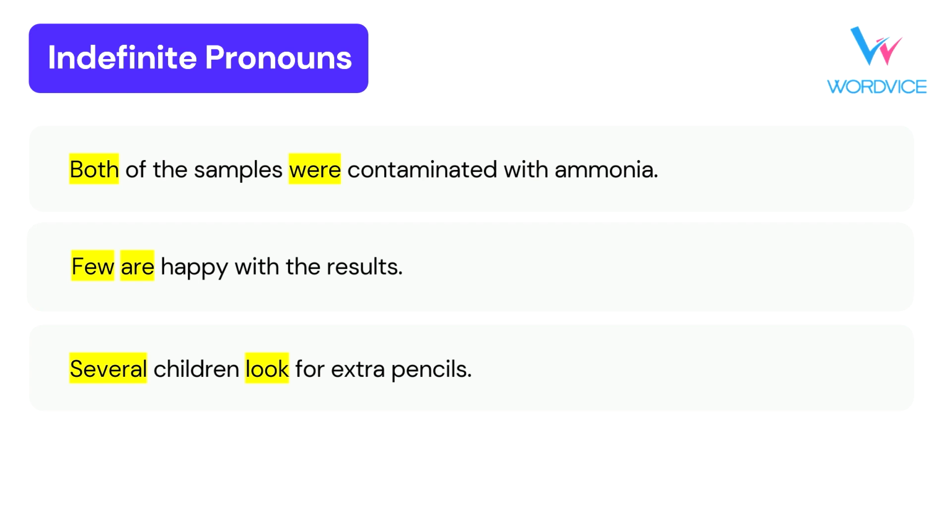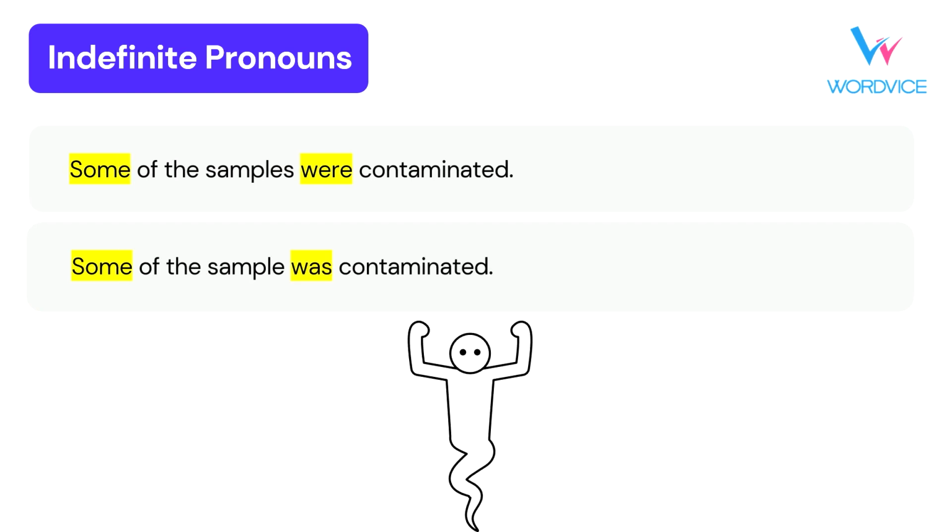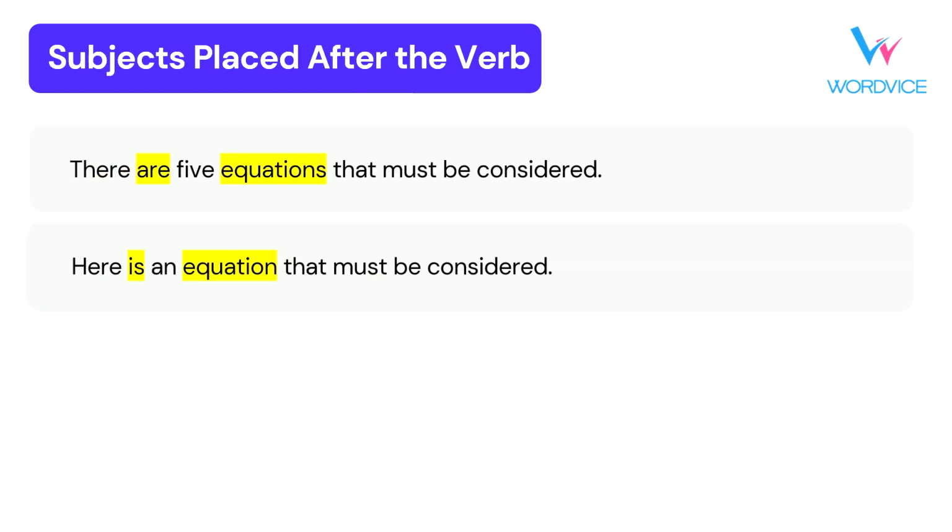A few indefinite pronouns are treated as either singular or plural depending on the sentence. These are all, some, any, none, more, most, and either. See the following sentences using the indefinite pronoun some. In the first sentence, some refers to samples, which is plural and should be used with a plural verb. In the second sentence, some refers to the sample, which is singular and should be used with a singular verb.